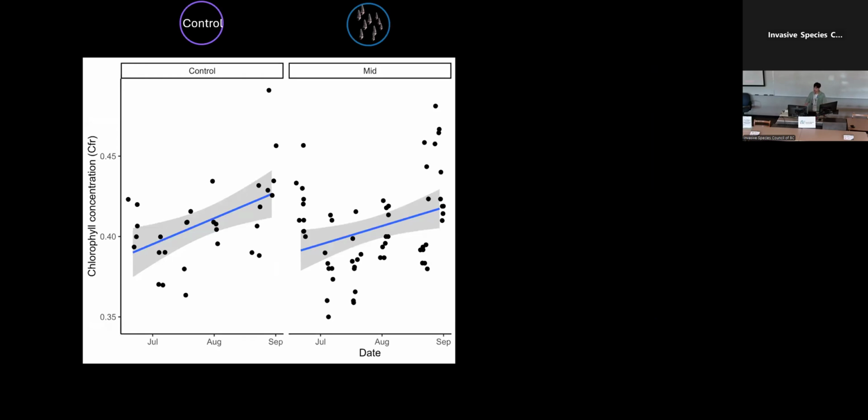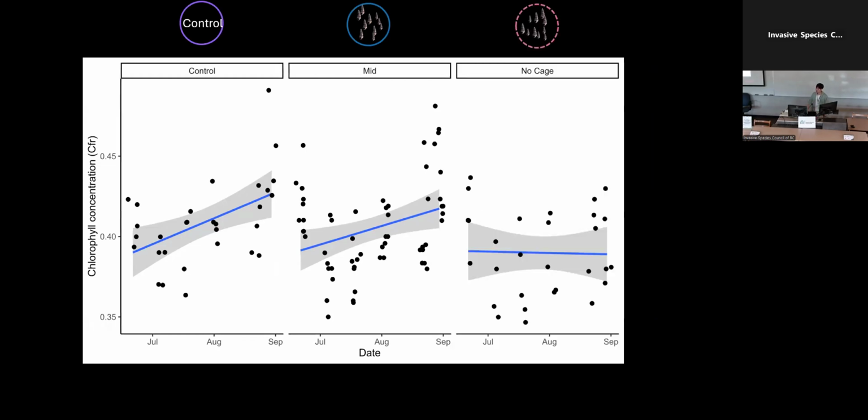Looking at our control, which is our cages with no snails, and our medium density, which are the cages with the ambient density of snails, we see that having snails doesn't affect chlorophyll concentration. But when we compare medium density cage snails with our no cage plots, which have the ambient density of snails, so those two are comparable, we can see a large effect of cage, as within them, chlorophyll concentration increases, but outside, there's really no change at all.